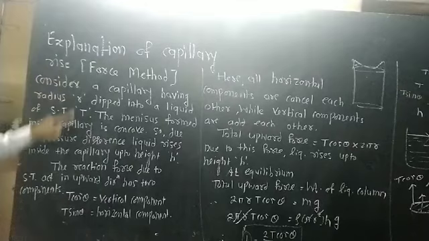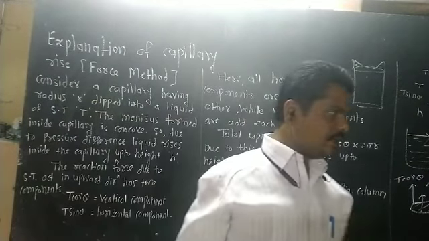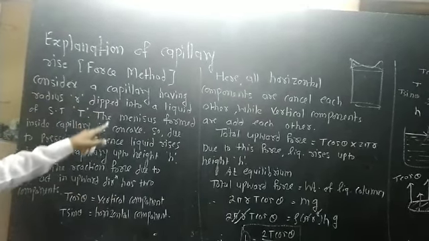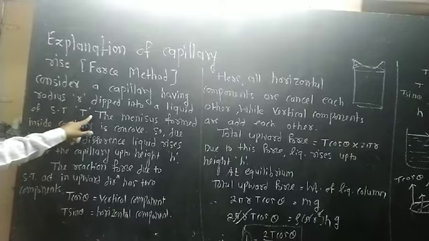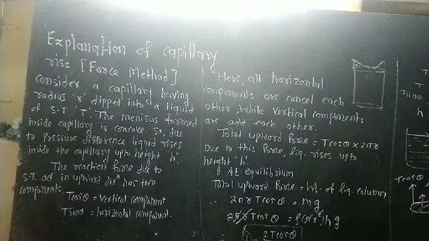Explanation of capillary rise by the force method, and for that you draw the previous figure in your explanation. Consider a capillary having radius r dipped into a liquid of surface tension T. The meniscus formed inside the capillary is concave, so due to pressure difference, liquid rises inside the capillary up to height h. The reaction force due to surface tension acting in the upward direction has two components, T cos theta, the vertical component, and T sin theta, the horizontal component, where theta is the angle of contact.